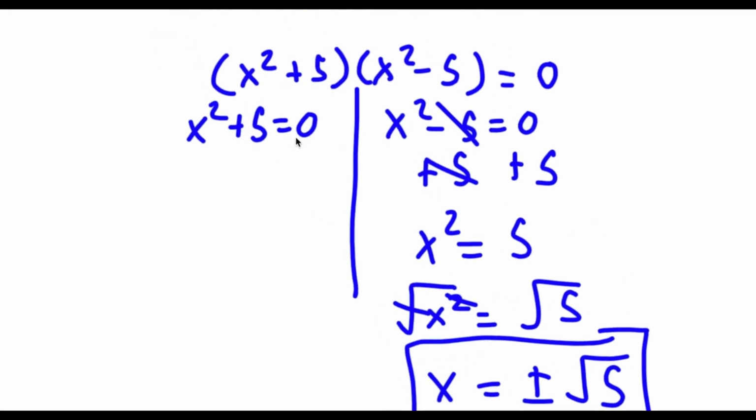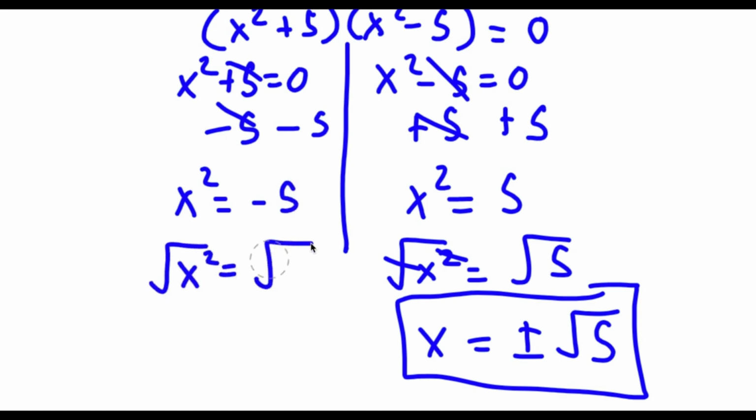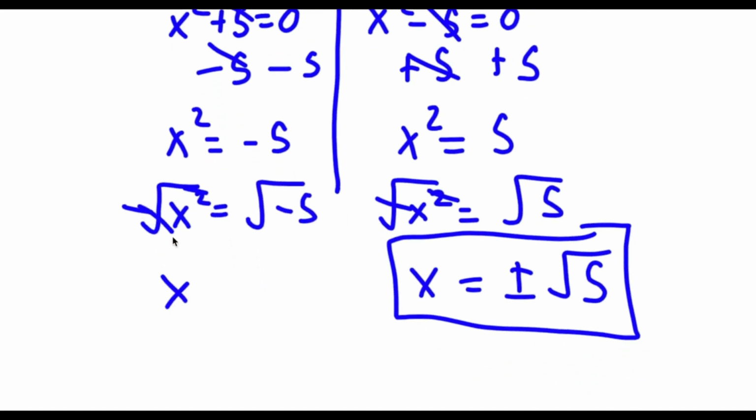Now I'm going to go ahead and do x squared plus 5 equals 0. So now to solve this, I'm going to first subtract 5 on both sides. So now these two cancel out, and now I have x squared is equal to negative 5. Now I'm going to take the square root on both sides again. So now I have the square root of x squared is square root of negative 5. Remember, the square root of x squared is simply x is equal to positive or negative square root of negative 5.